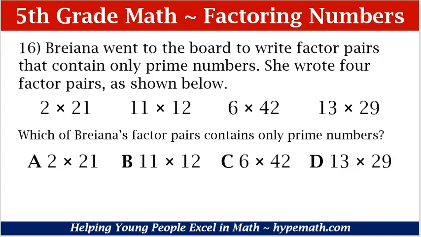Brianna went to the board to write factor pairs that contain only prime numbers. She wrote four factor pairs as shown below. 2 times 21, 11 times 12, 6 times 42, 13 times 29. Which of Brianna's factor pairs contains only prime numbers? A, 2 times 21, B, 11 times 12, C, 6 times 42, D, 13 times 29.